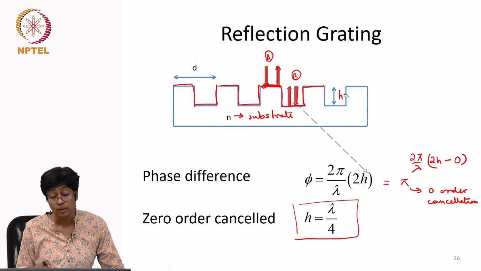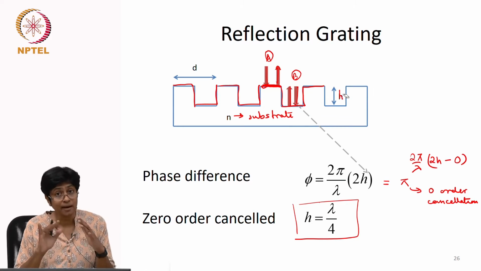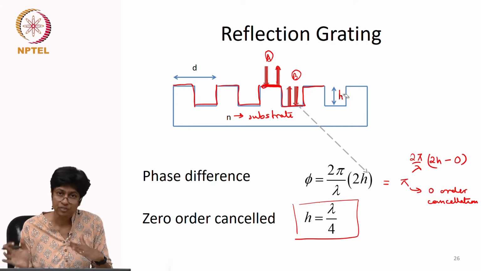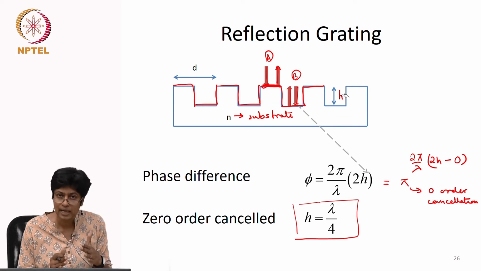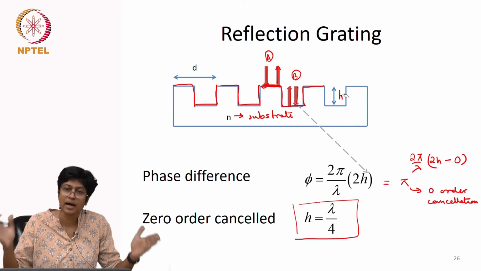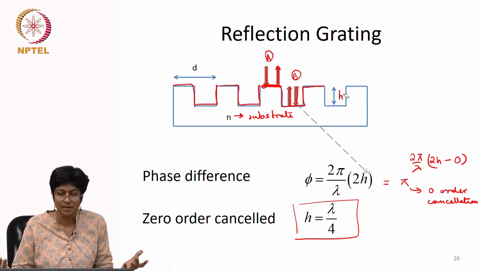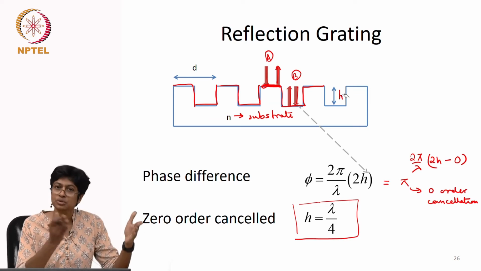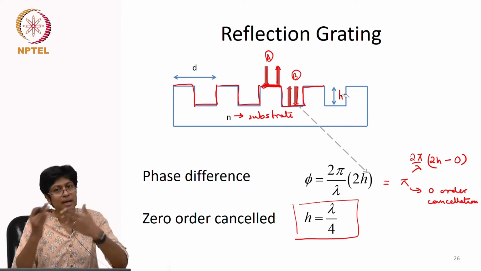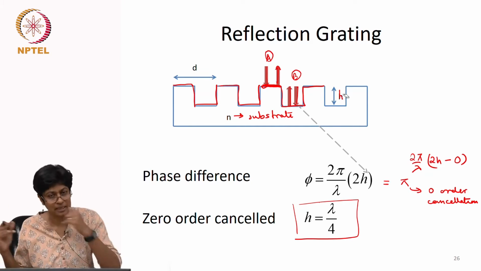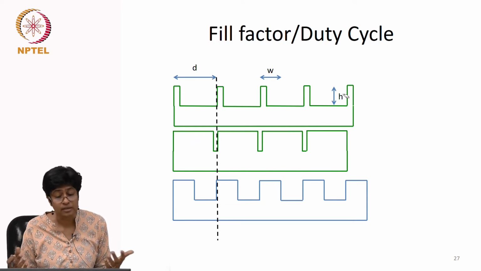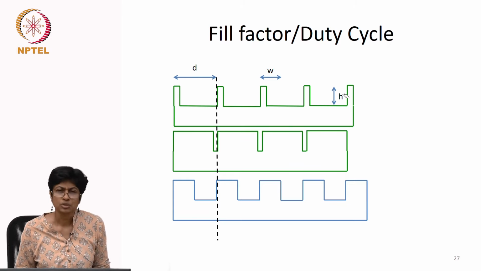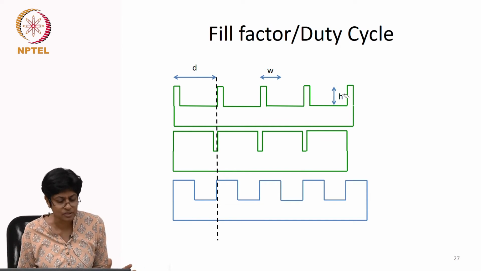Okay, so if we have designed the height of your grating correctly, you have cancelled the zeroth order. That means all the available light, all the incident light, is only going into higher orders. But even there, how do I know how much goes into the first, the second, the third, the minus first, the minus second, the minus third? So we need to look at the fill factor or the duty cycle. So let's think of this before we try to do any maths for it.